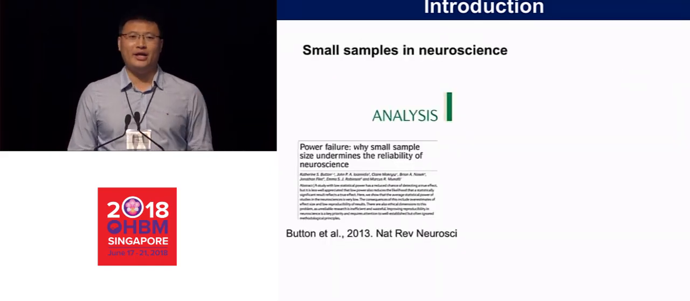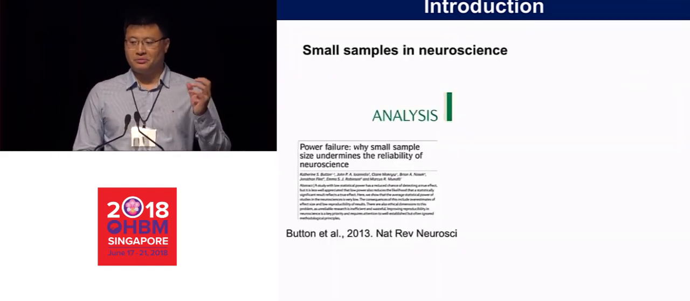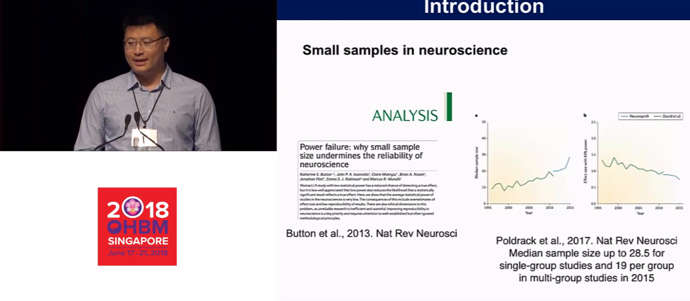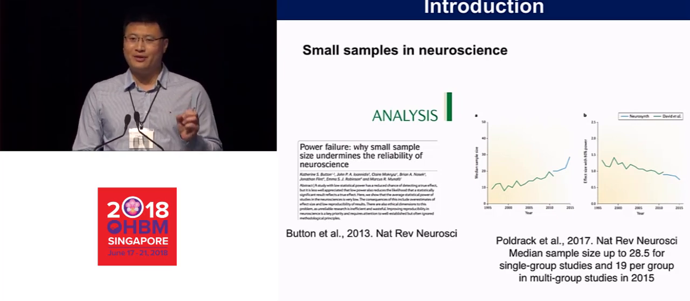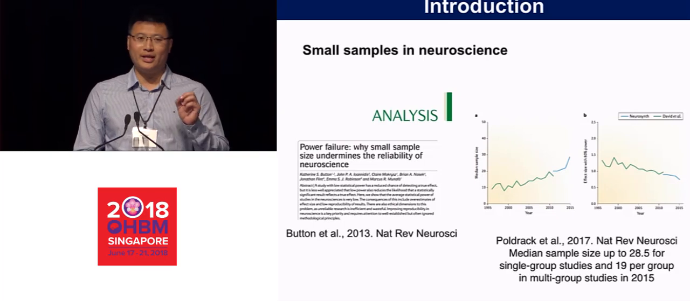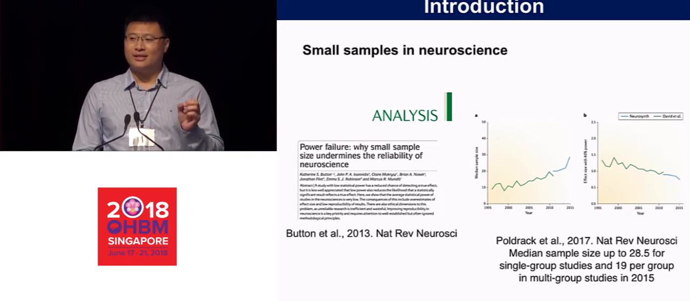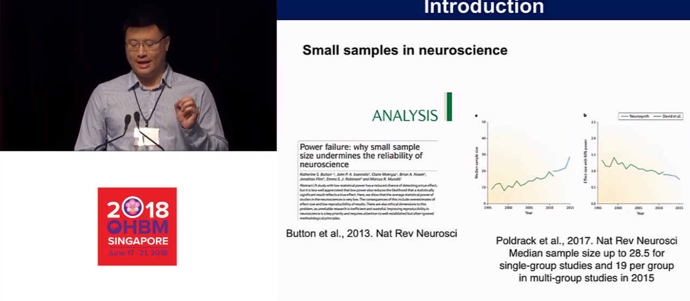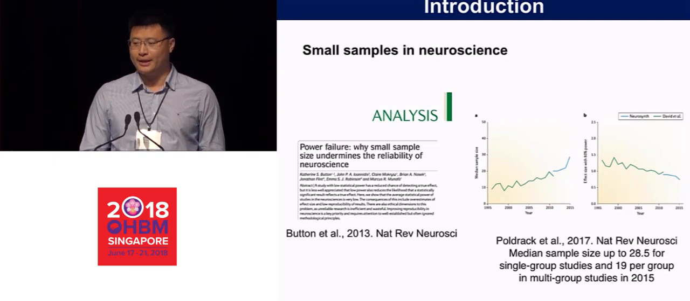Another issue is the sample size. People already talked about how small sample size will undermine the reliability of neuroscience. And as Dr. Poldrack reviewed, until 2015 the median sample size for single-group studies is 28, and for multi-group studies it's 19 per group. It's a very small number. So we would think about what small sample size means for reproducibility.